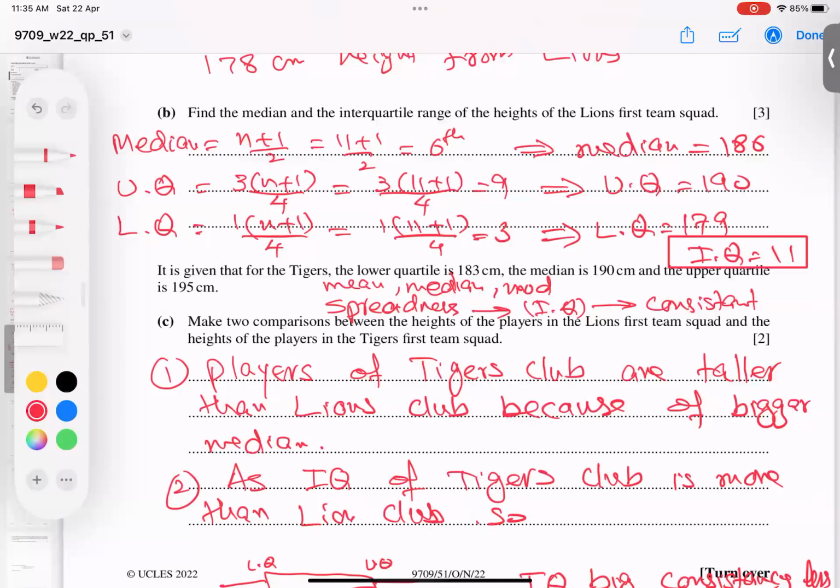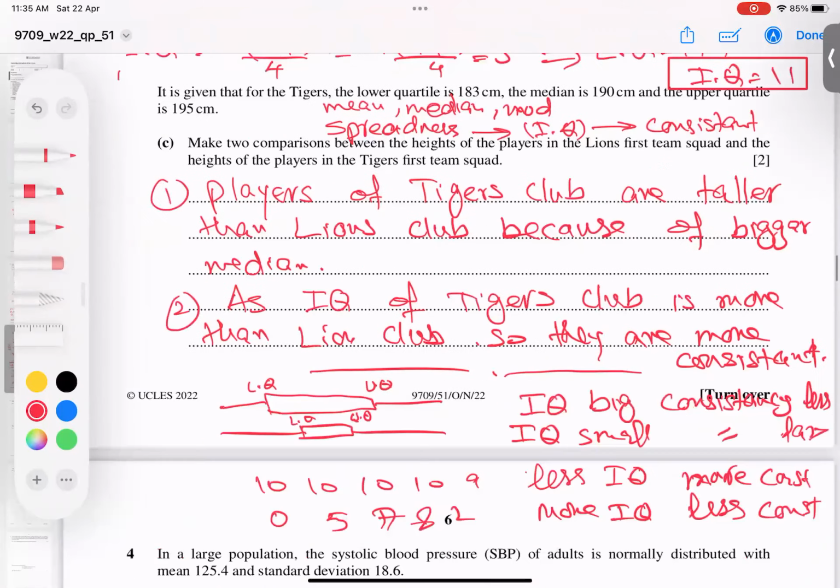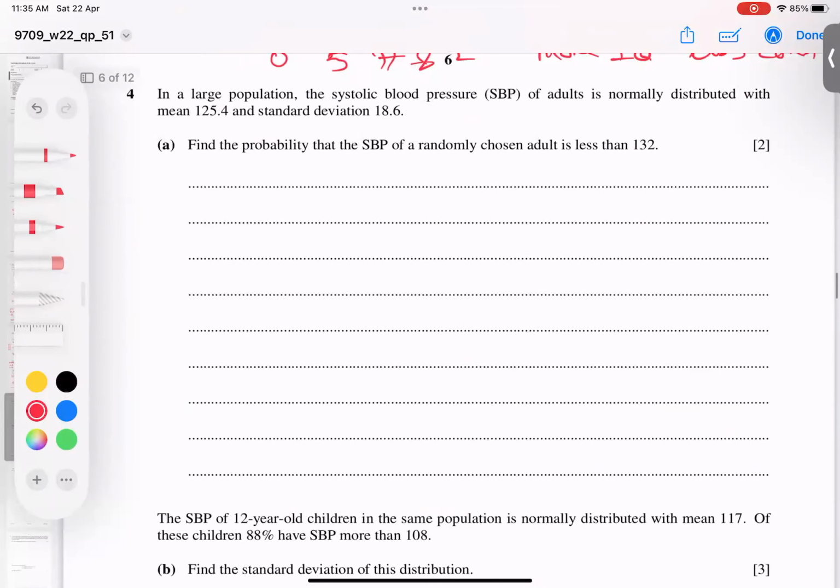So more, so they are more consistent. They are more consistent height-wise. The heights are more consistent. Okay, like not a change, not abruptly, like most players have the same height, we can say that. Okay, let's talk about the next question.